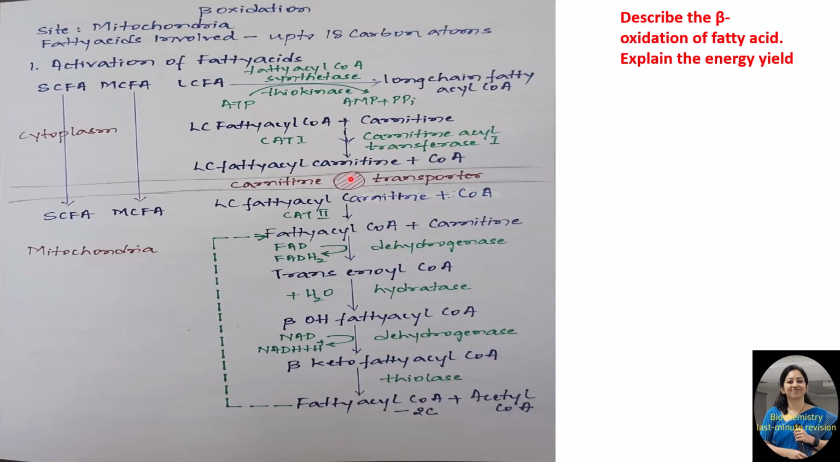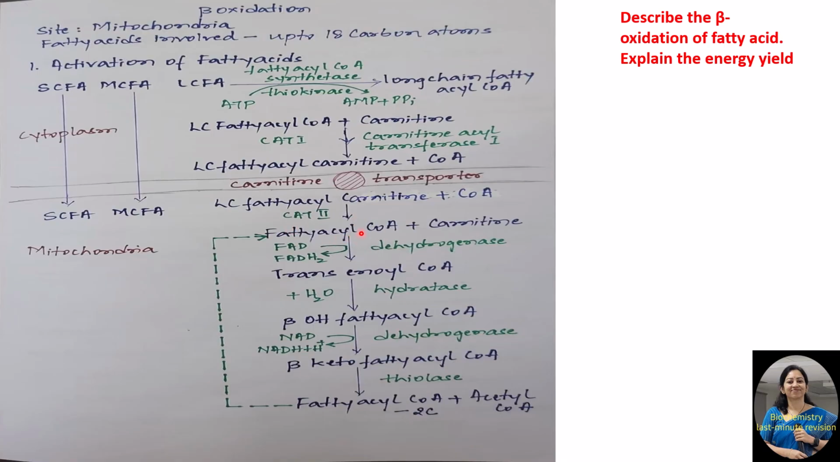Now, there is a special transport protein called carnitine transporter, which will transport this fatty acyl carnitine from cytoplasm to mitochondria. So, in the mitochondria, this fatty acyl carnitine, the carnitine is released back with the help of carnitine acyl transferase 2 to form fatty acyl CoA. Now, this will undergo 4 unique steps of beta oxidation to form acetyl CoA.